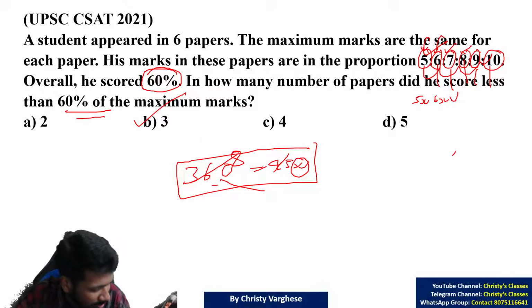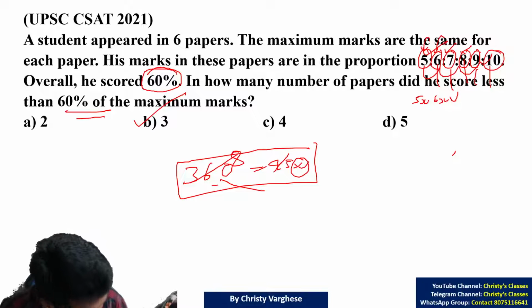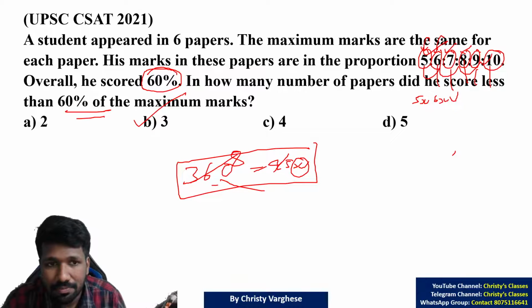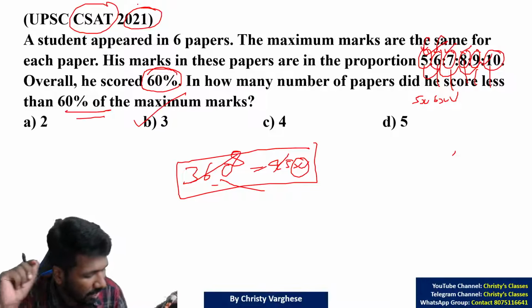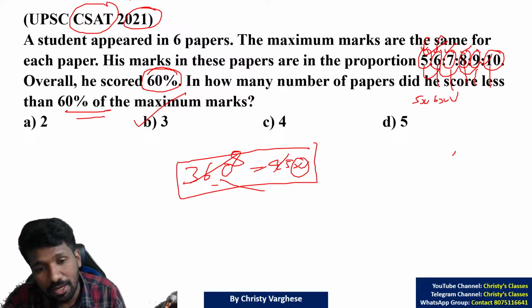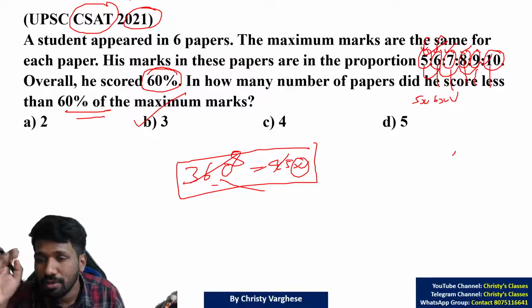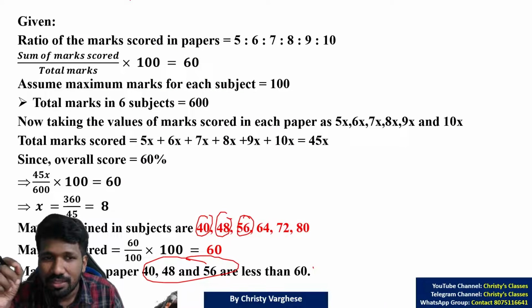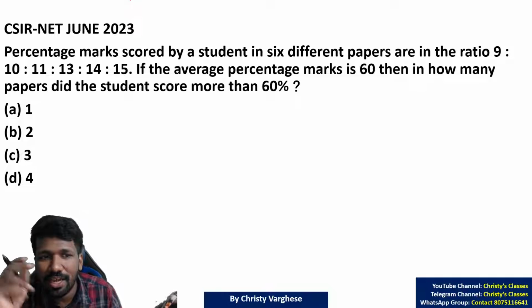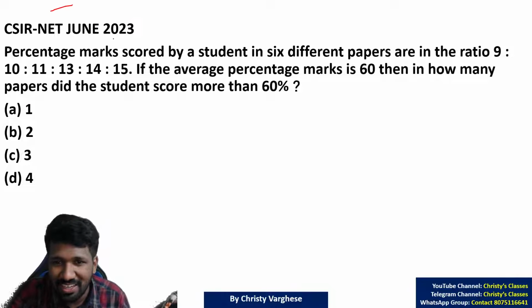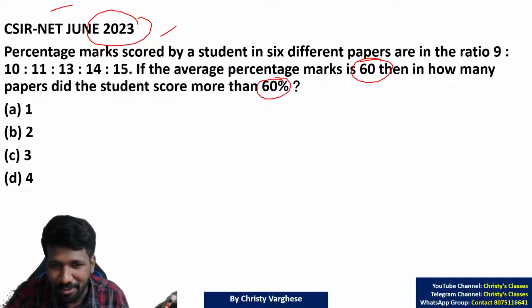Yeah, understanding the meaning of the question is the only tricky part. Is it clear? This was a CSAT 2021 question. Why I am telling that, please check out my other playlist if you want to practice more. The same question was repeated in a CSIR exam also in 2023. You just see the same question itself, na? 60% itself, that also they haven't changed.